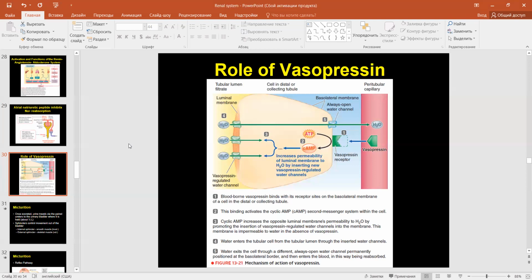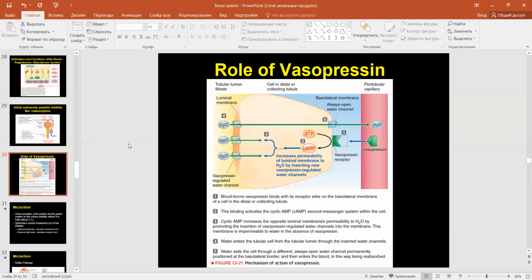The tubular response to vasopressin is graded. The more vasopressin present, the more luminal water channels inserted, and the greater the permeability of the distal and collecting tubules to water. The increase in luminal membrane water channels is not permanent, however. So the channels are retrieved by endocytosis when vasopressin secretion decreases and cyclic AMP activity is similarly decreased. Accordingly, H2O permeability is reduced when vasopressin secretion decreases.